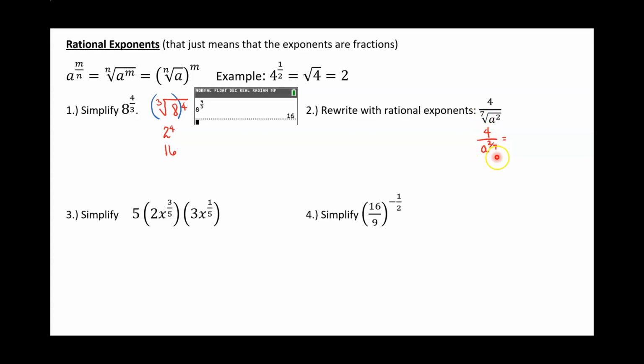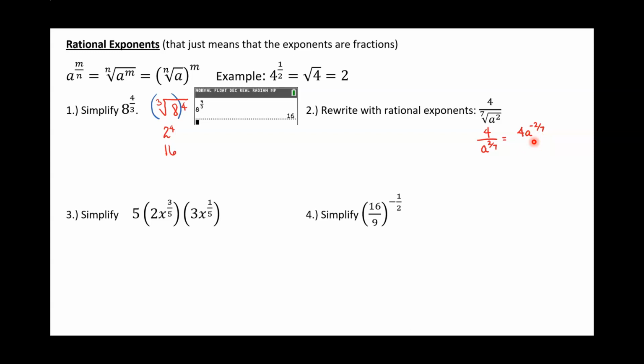If we didn't want to have that a to the 2/7 in the denominator, we can move it up to the top using a negative exponent. So remember that if you have a negative exponent, that just causes it to move across the division bar. So to move this a to the 2/7 up to the top, I would just make it a negative exponent. Either one of these would be identical. They would be the same answer. All right, look at the next one.